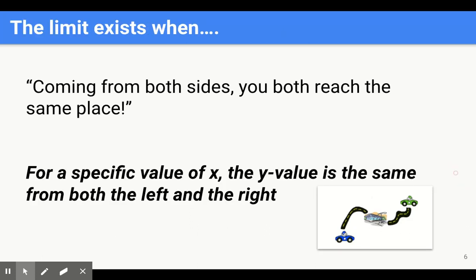Coming from both sides, you both reach the same place. That is when a limit exists. For a specific value of x, the y value is the same from both the left and the right.